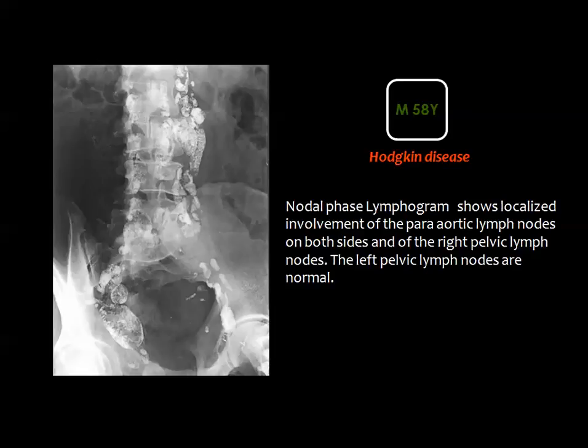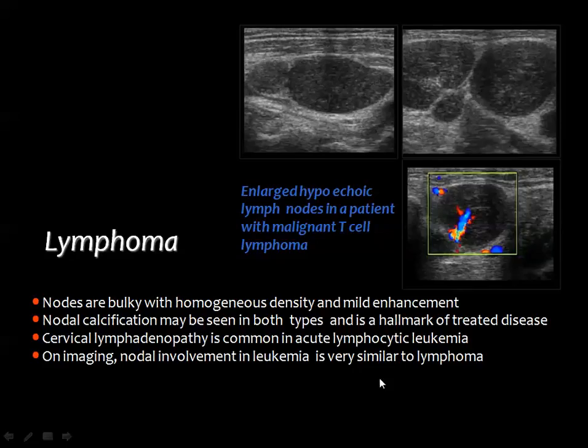Lymphoma nodes by the previous technique, lymphography, usually have the appearance of soap bubbles. The nodes are considerably enlarged and they are faintly stained by the injected contrast material. This appearance of nodes on lymphography is somewhat suggestive of lymphoma. In lymphoma by ultrasound, the nodes are bulky, as in any imaging modality.